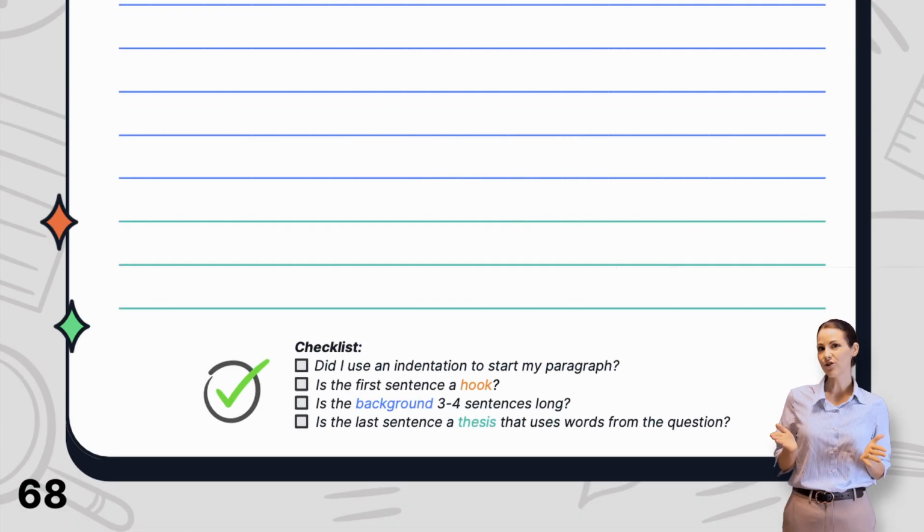Now that you wrote your introduction paragraph, let's use the checklist to make sure we did it correctly. Ask yourself, did I use an indentation to start my paragraph? Is the first sentence a hook? Is the background 3 to 4 sentences long? Is the last sentence a thesis that uses words from the question? If you check them all, then you're ready for the first body paragraph.